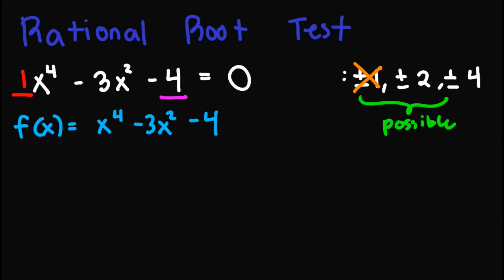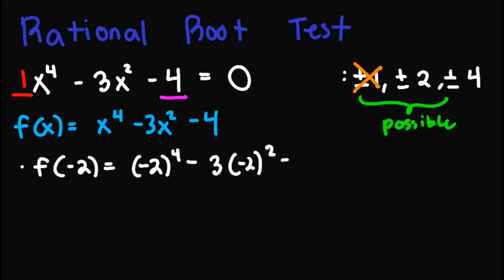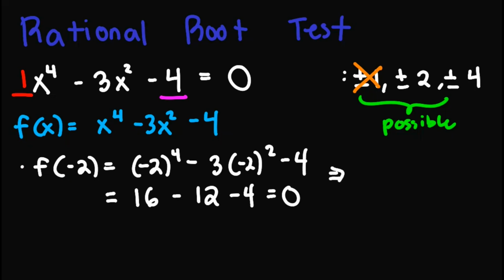How about 2 and negative 2? Let's have f of negative 2. Upon applying, we'll have negative 2 raised to 4 minus 3 times negative 2 squared minus 4. And this is equal to negative 2 raised to 4 is 16, minus negative 2 squared is 4 times 3, that is 12, minus 4. And 16 minus 12 minus 4 is equal to 0. Therefore, negative 2 is a root.